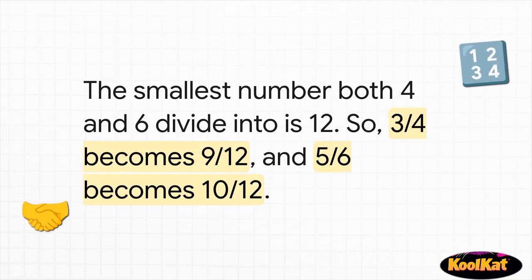We need a number that both 4 and 6 can divide into evenly. The smallest one, the least common multiple, is 12. So to turn 3/4 into something over 12, we multiply the top and bottom by 3, which gives us 9/12. For 5/6, we multiply the top and bottom by 2 to get 10/12. Perfect. Now they're speaking the same language, and we're ready to add.